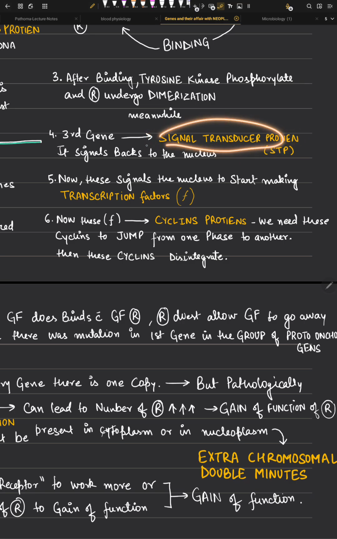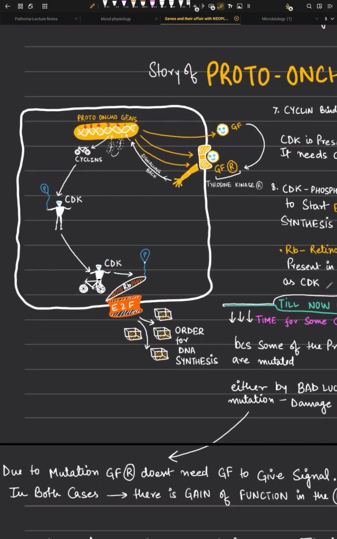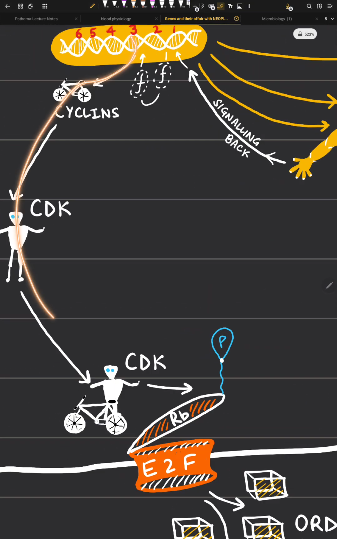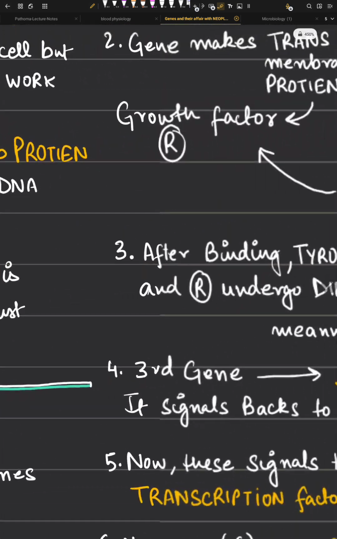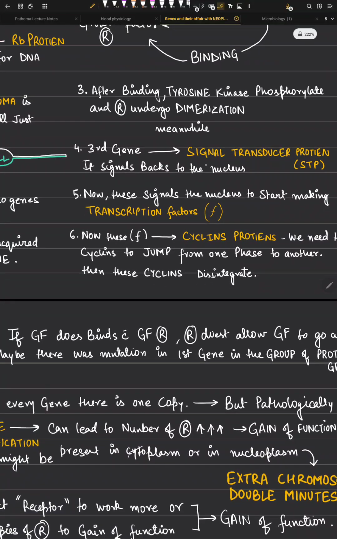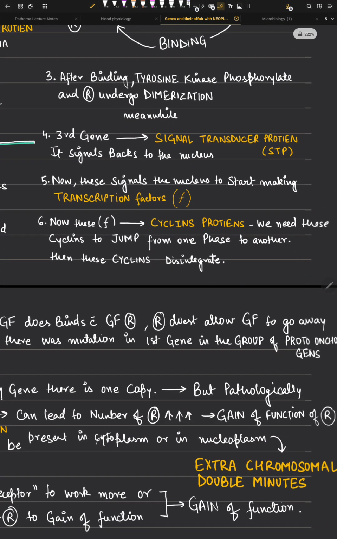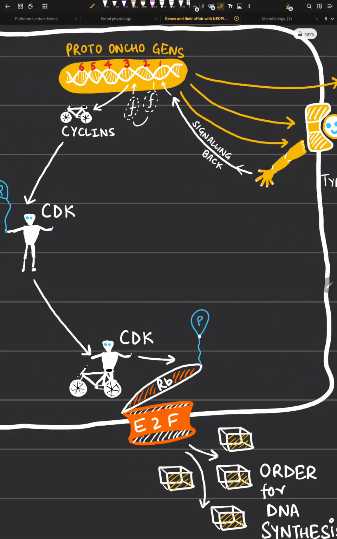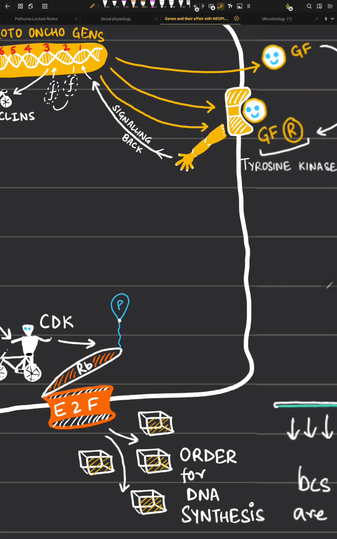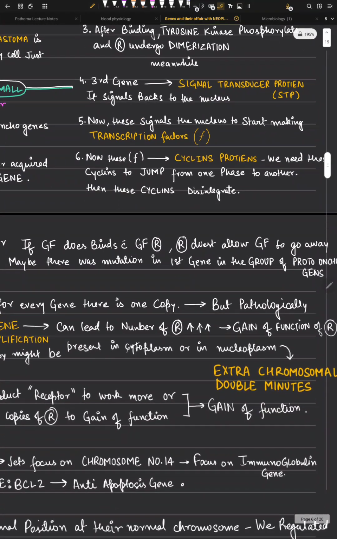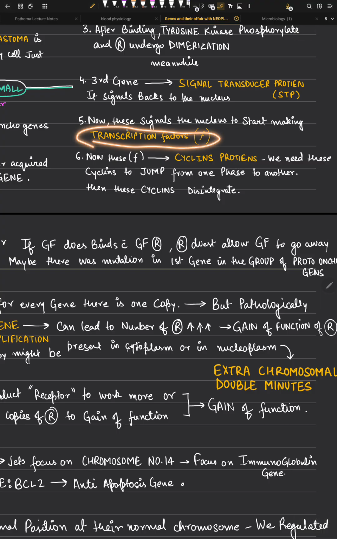Now this signal goes back to the nucleus. Once it goes back to the nucleus, it signals the nucleus to start making some new transcription factors. So this goes and makes new transcription factor, and this transcription factor is going to come and bind to these two and one. I'll tell you what is going to happen. Now we have new transcription factors.